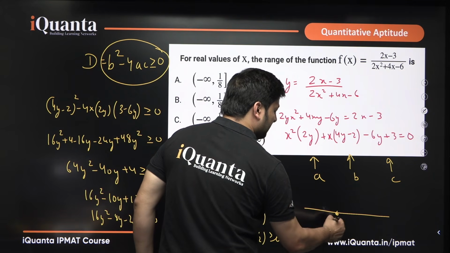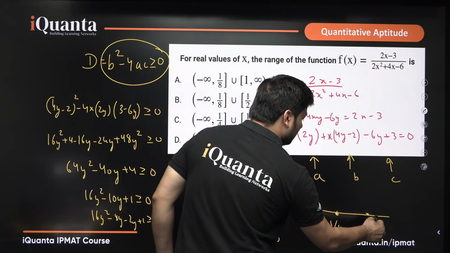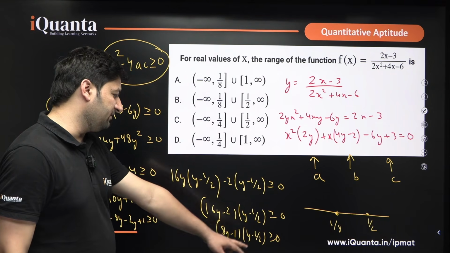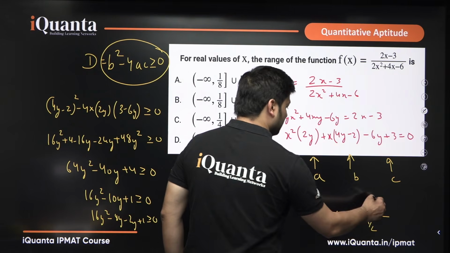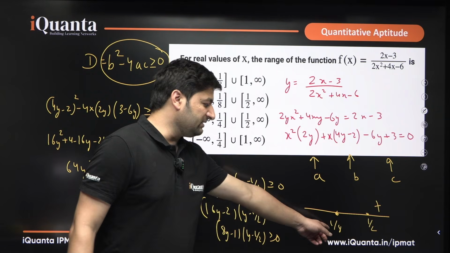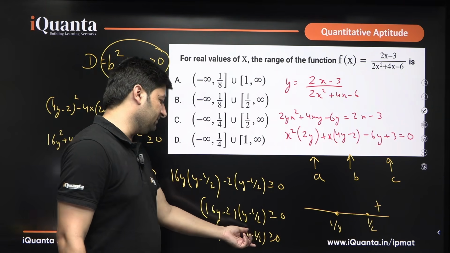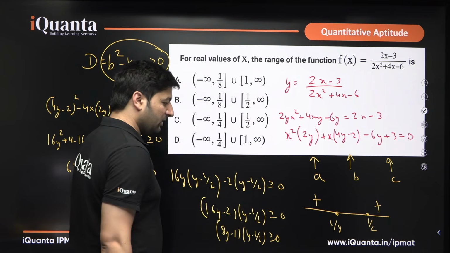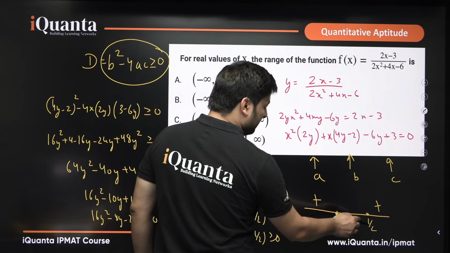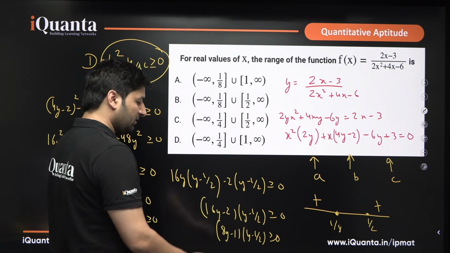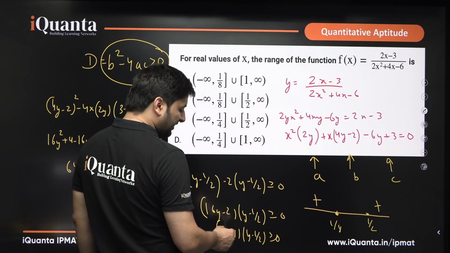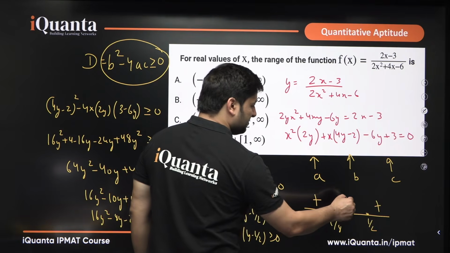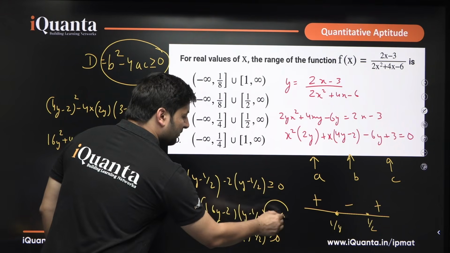1 by 8 will be here, half will be here. If you put any value greater than half, say 1, this is positive, so here it will be positive. If you put any value less than 1 by 8, that is 0, this is negative, that means positive. And if you put any value between 1 by 8 and 1 by 2, say you put 1 by 4, this will be positive, this will be negative, so this will be negative. We need the greater than or equal to 0 region.